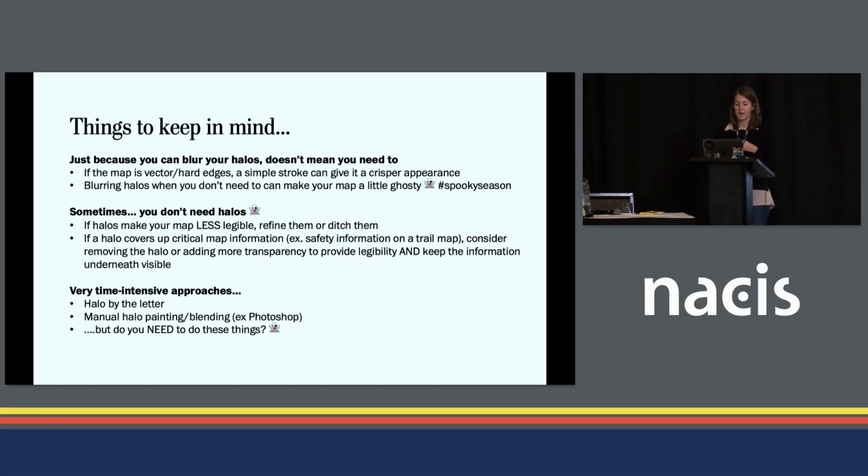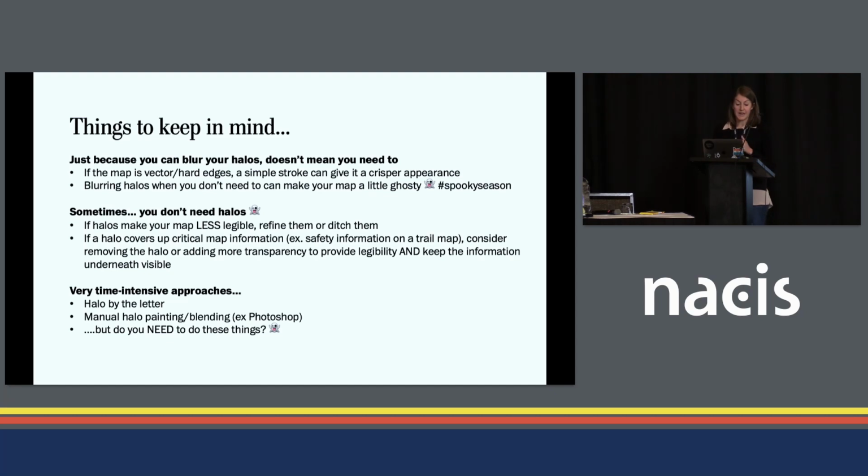And if a halo covers up critical map information, like safety information on a trail map, consider removing the halo or adding transparency, just to keep the information more visible underneath. I did a presentation last year about how to edit your own maps, and it goes into label placement and how to move your labels for legibility too. So I won't get into that today, but you can also move your labels as well.